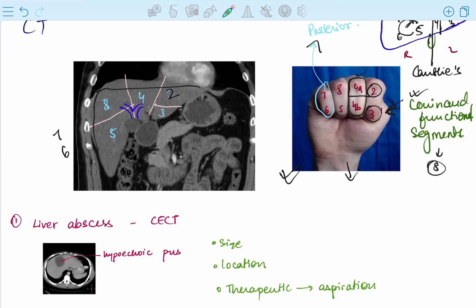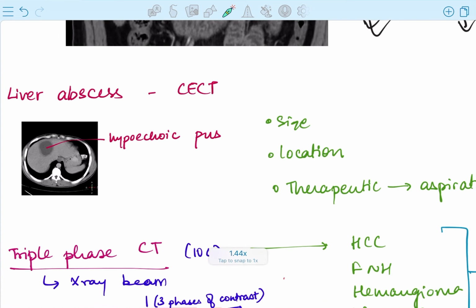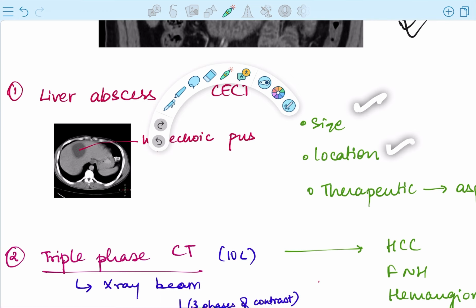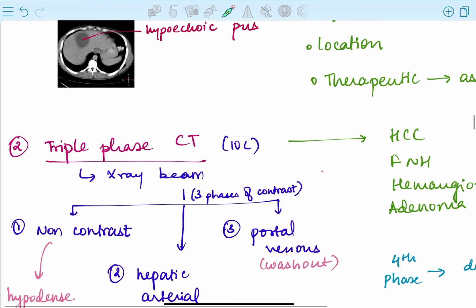Now we are going to discuss about the liver abscess. We usually order a CECT, that is contrast enhanced CT, and in the liver abscess, as you can see a central hypoechoic pus. Pus is a fluid filled structure, so it appears hypoechoic. And via CECT, you can determine the size, location, and there can also be therapeutic advantages, as you can aspirate via CT guided aspiration. We also have one more called the triple phase CT.